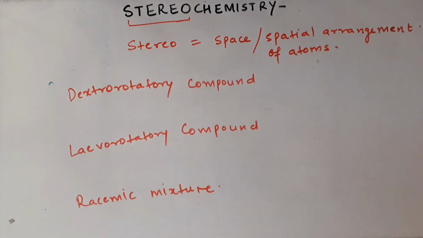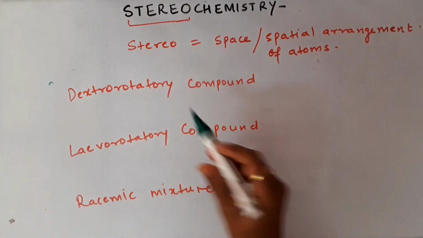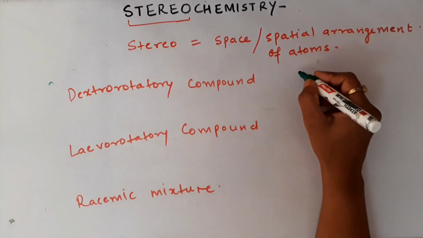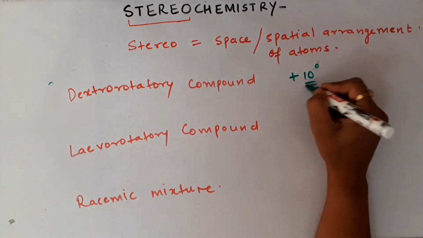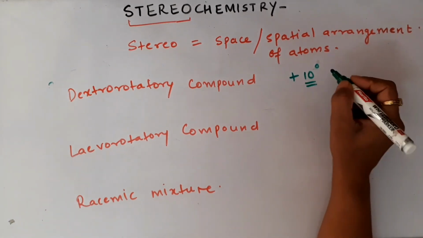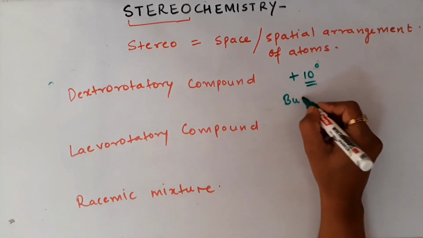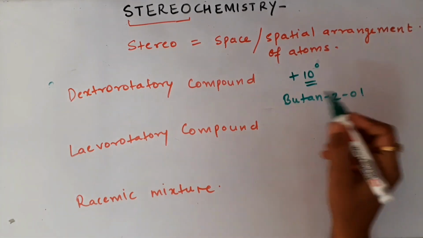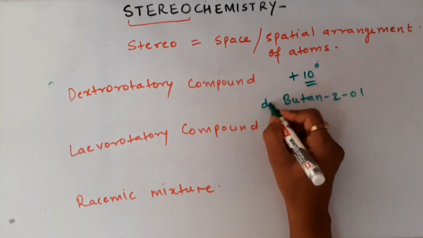So now we will understand the meaning of the words dextrorotatory compound, levorotatory compound and racemic mixture. Now in the previous figure we discussed what is a dextrorotatory compound. That is the compound which rotates the light in clockwise direction. Like the compound A was having an optical rotation of plus 10 degrees, so it was said to be a dextrorotatory compound. For example, we will say that a compound like butane 2-ol is going to be dextrorotatory, so we'll write it as, symbolize it as D-butane 2-ol.